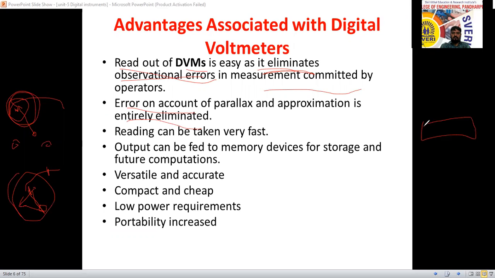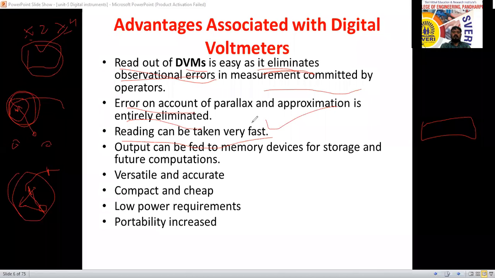Readings can be taken very fast. In analog meters, for a wattmeter, there is a multiplication factor: we have to multiply by 2 or by 4, then calculate and write the final value. But all these things are eliminated by using digital meters. We can directly take the reading, so it reduces the time and increases the speed of taking the reading. Now the reading can be taken very fast.